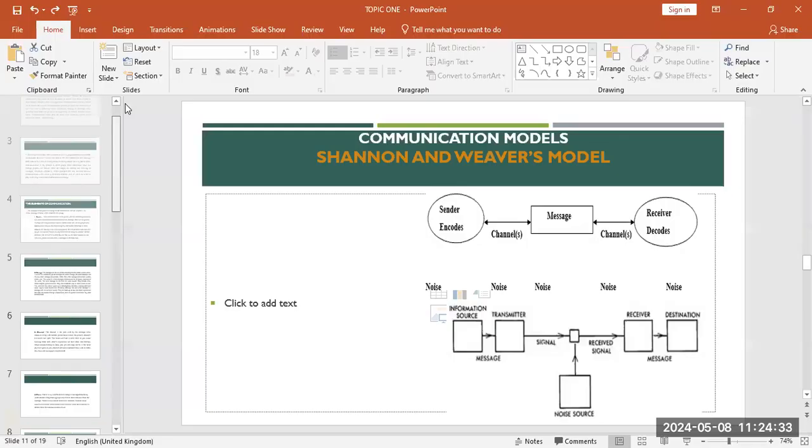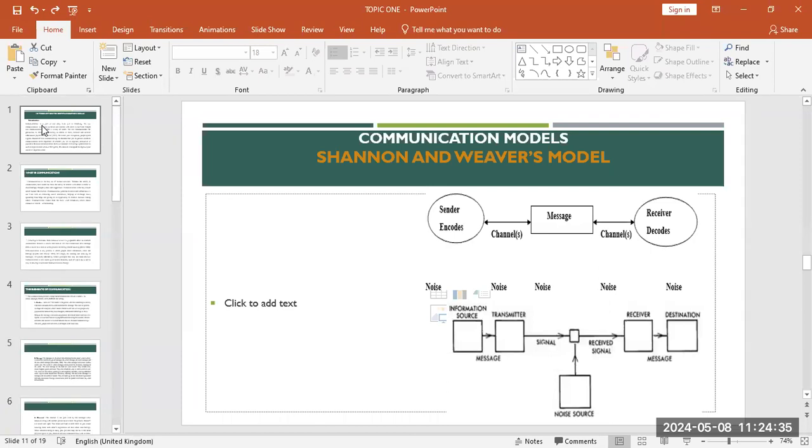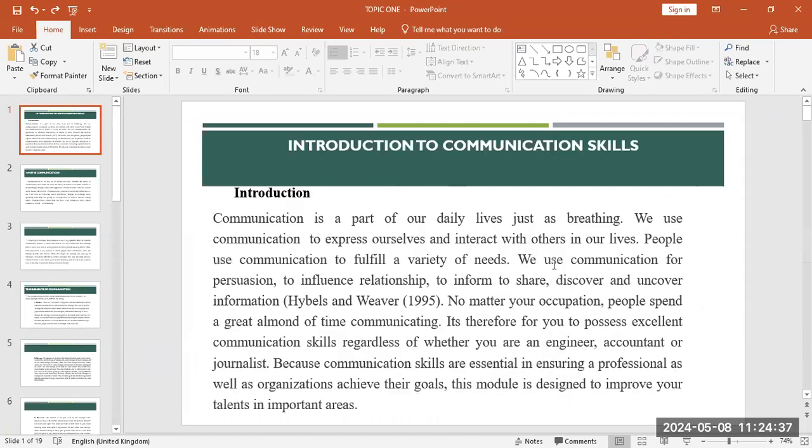Also ensure that when you're joining the class, you have enough internet. Ensure you are seated in a place where there is no noise, no movement, and so on and so forth. Because if you are seated in a place where there is noise, it will become very difficult for you to understand.